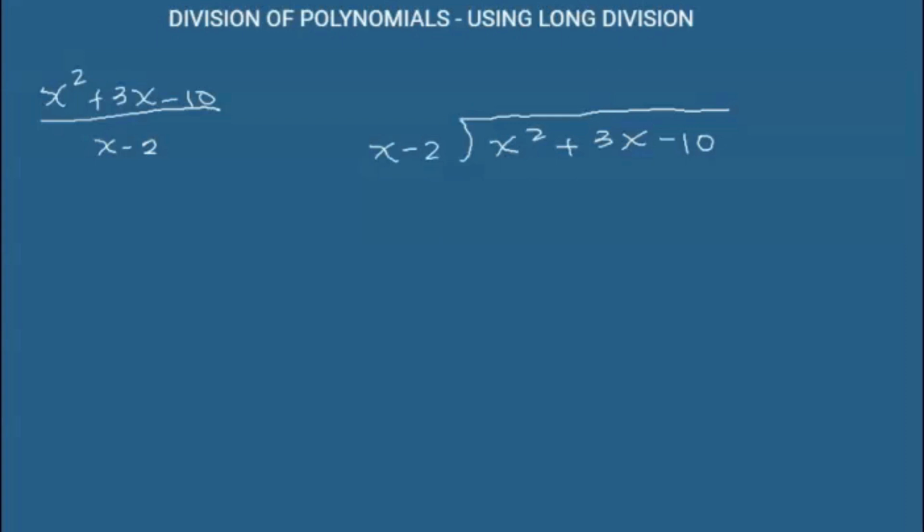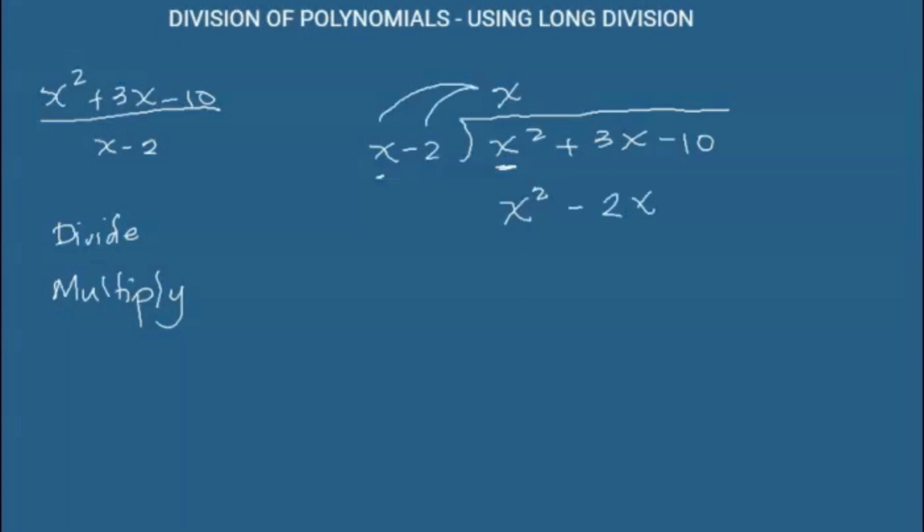So that's the divisor. We start with the first term, x squared divided by x is x. After we divide, we multiply. Okay, so x times x is x squared, and then x times negative 2 is negative 2x. After that, we subtract.